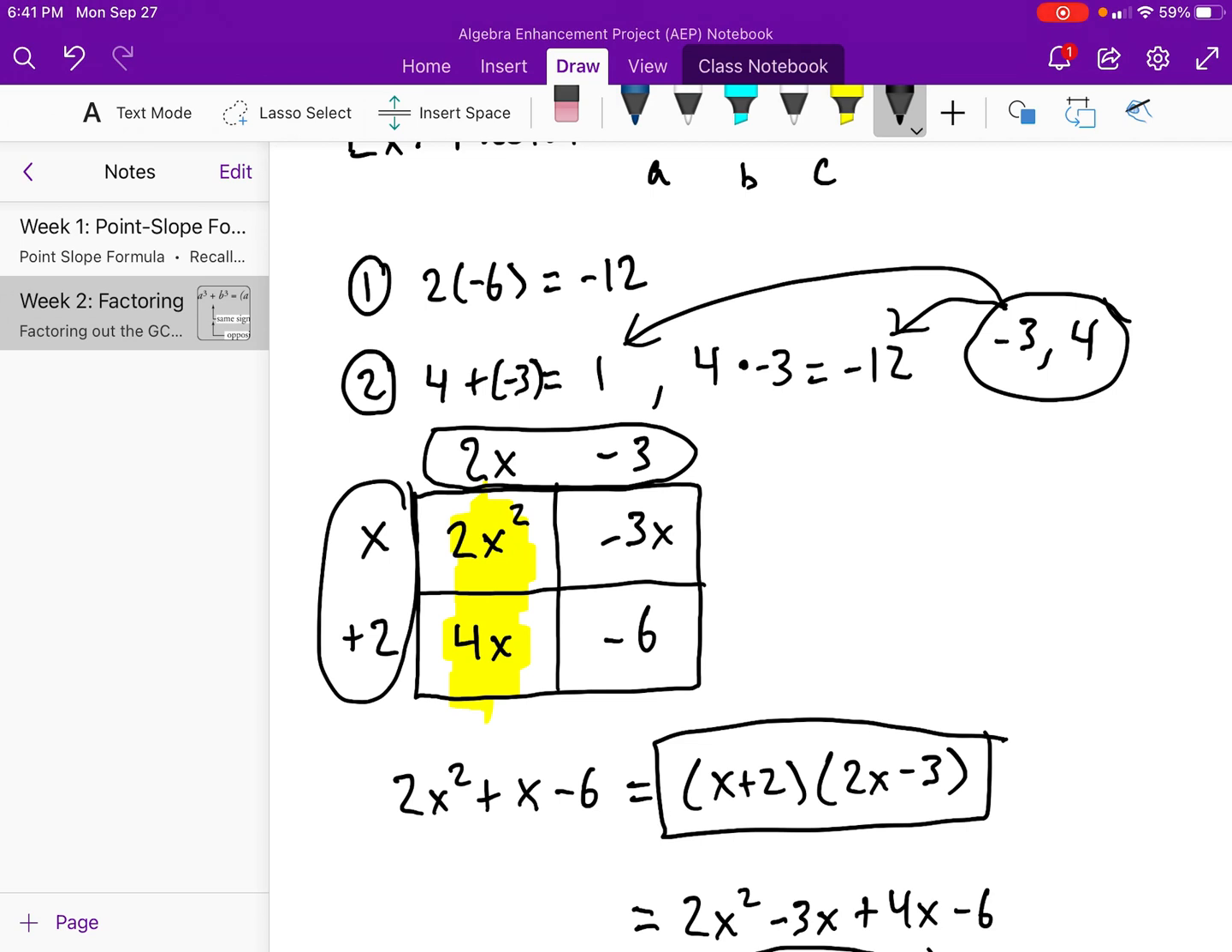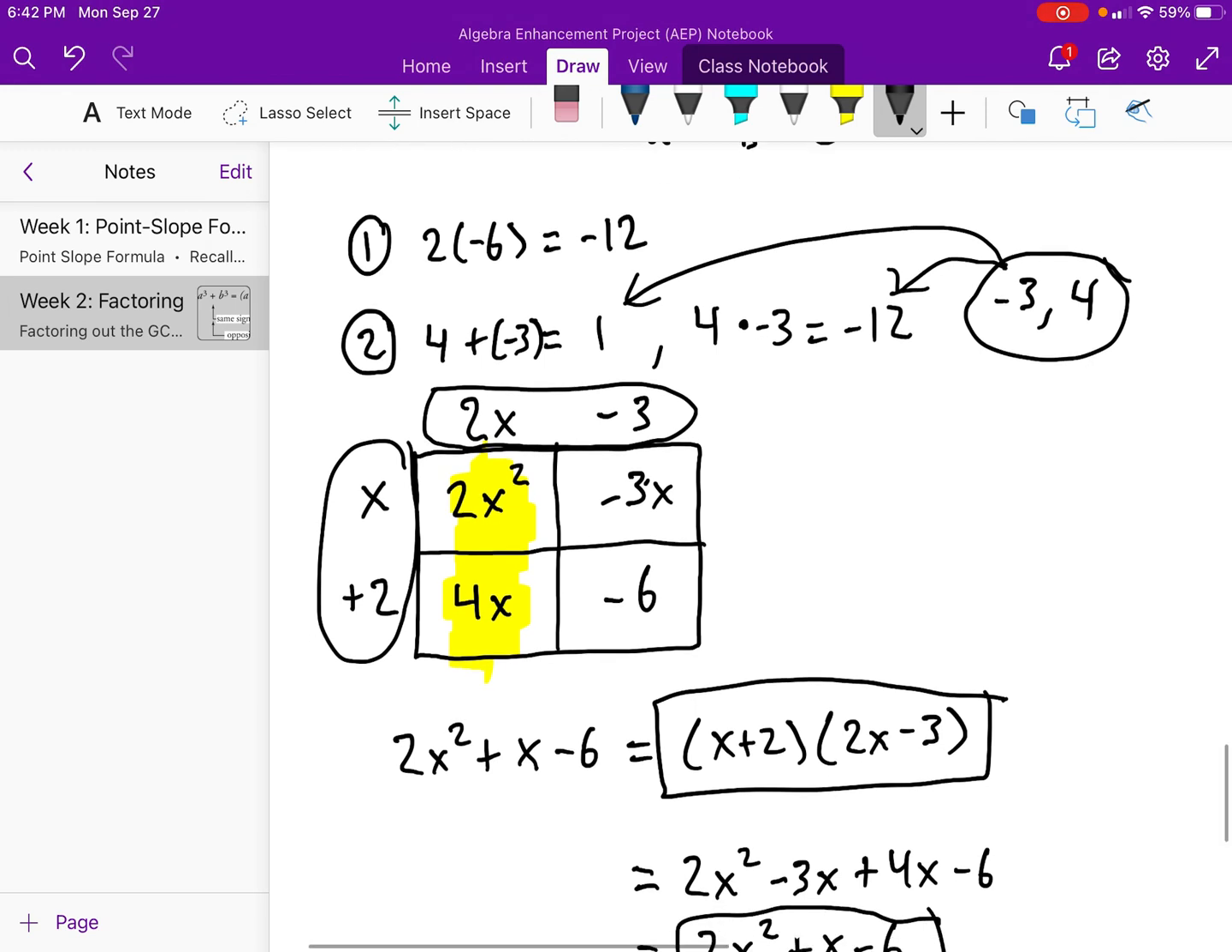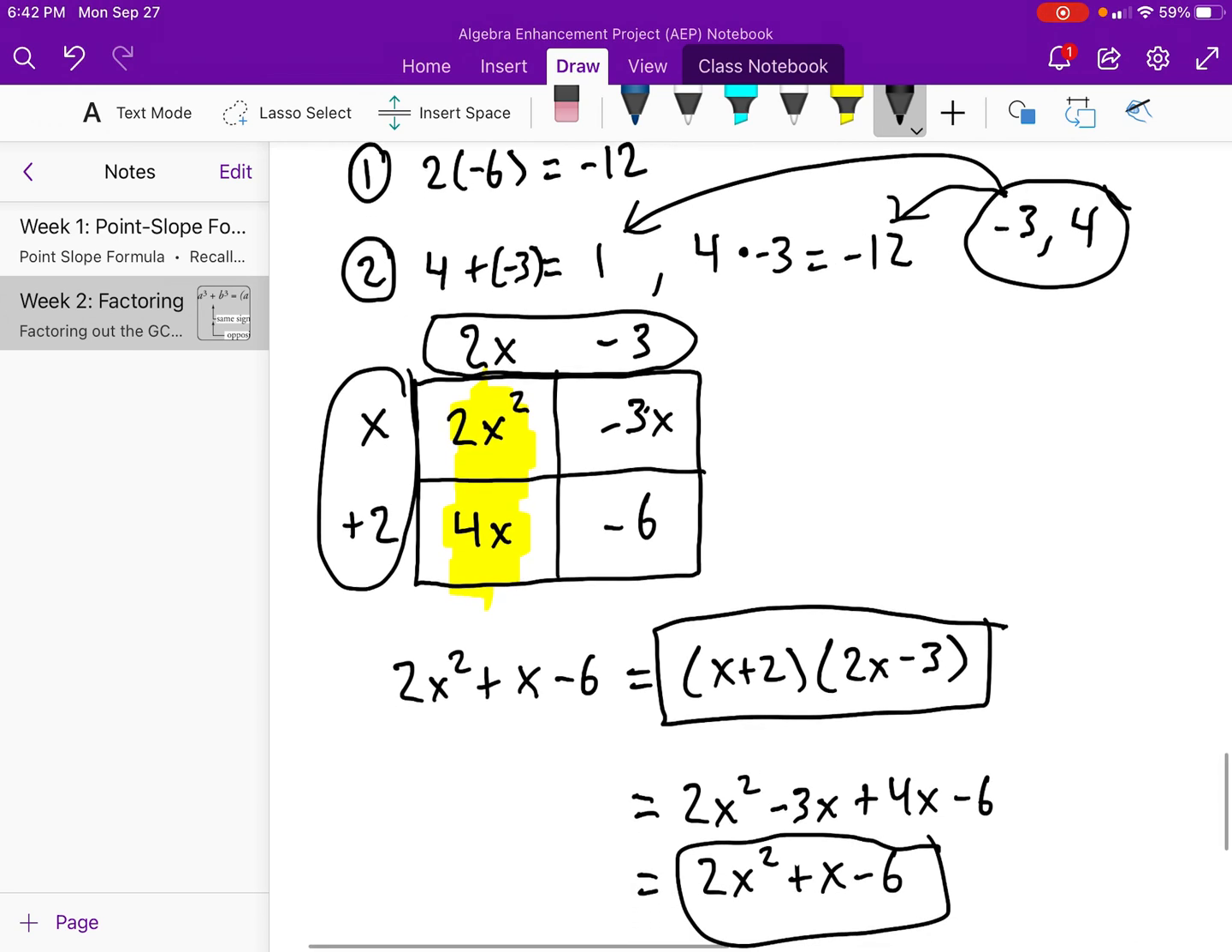The next step is to create our little box chart. The leading term goes in the top left, the c term goes in the bottom right, and then here is where you put, in this case, 4x and negative 3x. Factor out from each row and column, and that should give you those values on the outside, and your quadratic is equal to this value times this value.